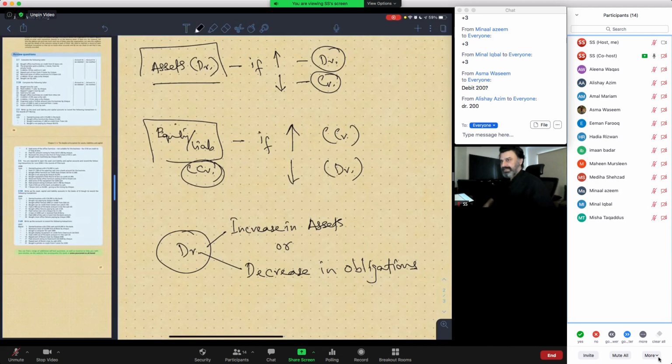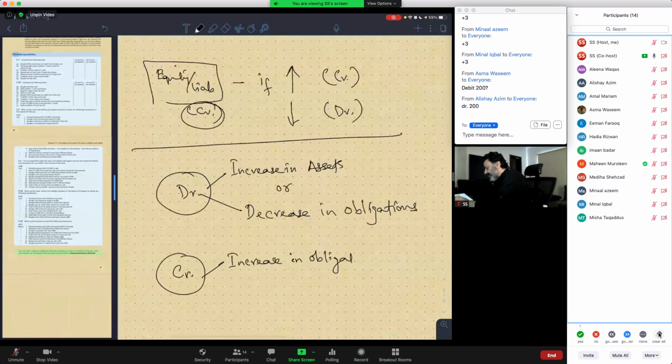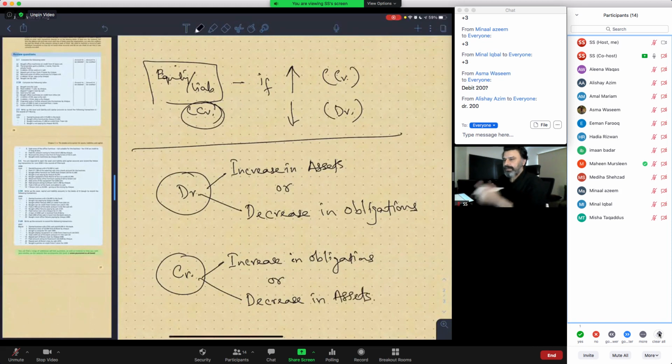Okay. जल्दी से मुझे बता दें. We understand debit, और मैं साथ में credit भी लिख देता हूँ. And what do we mean by credit? Either you increase your obligation, an increase in the obligations, that is represented by a credit effect, or a decrease in assets. So credit means either your obligations are increasing or your assets are decreasing. Yes or no? Okay.